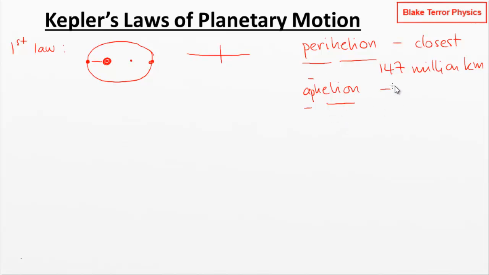But anyway, when we're at aphelion, we're then at 152 million kilometers. So that's only about a 3% difference. That's pretty low eccentricity. Venus is even more circular in its orbit. Mars and Mercury have got a bit more eccentricity, but these are fairly close to being circles. So that's the first law. Second law. This is about the area swept out by a planet in a certain amount of time in its orbit.